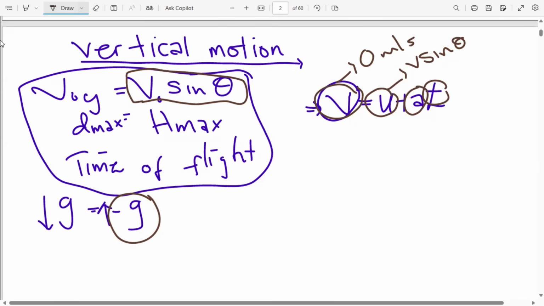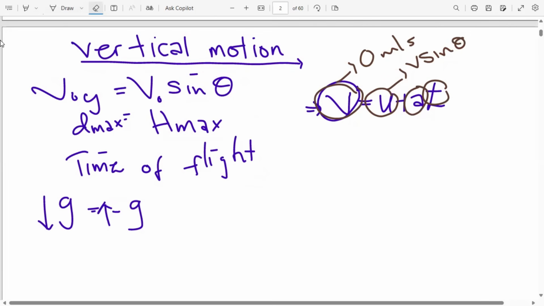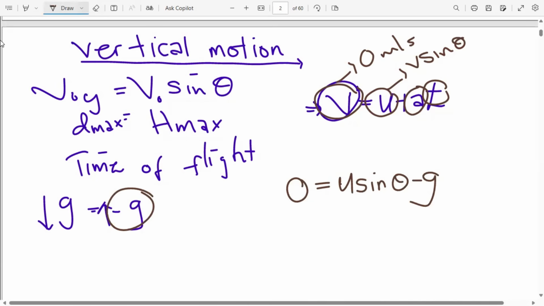So first things first, let's plug in what we've talked about. My final velocity, which is 0, will be equal to my initial velocity, which is v sine theta, or I can just say u sine theta, because u is used to represent initial velocity. U sine theta, and since I'm putting a negative, I can just put minus g multiplied by t.